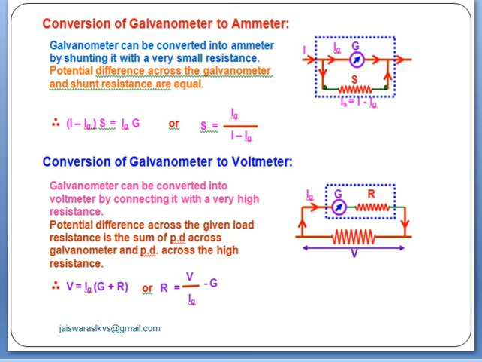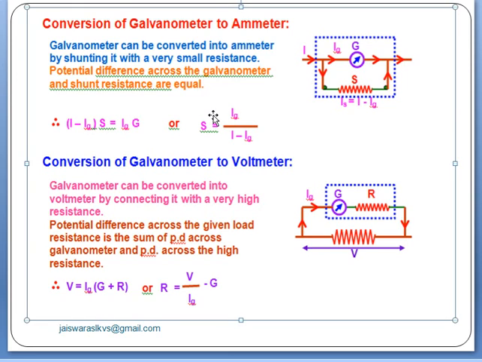What will be the formula for magnitude of shunt which is connected in parallel to the galvanometer, and its magnitude is to be very small, that is S is equals to Ig upon I minus Ig. You are supposed to memorize this formula, that is S is equals to Ig upon I minus Ig.